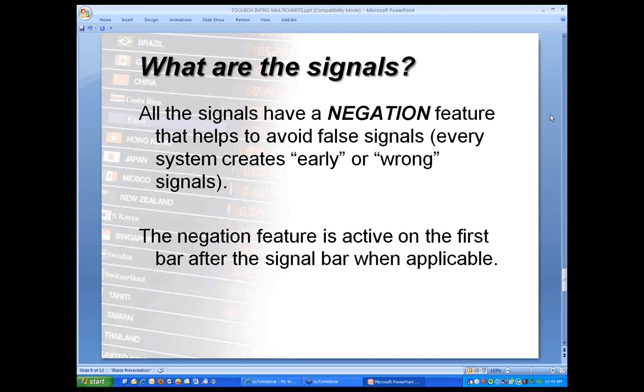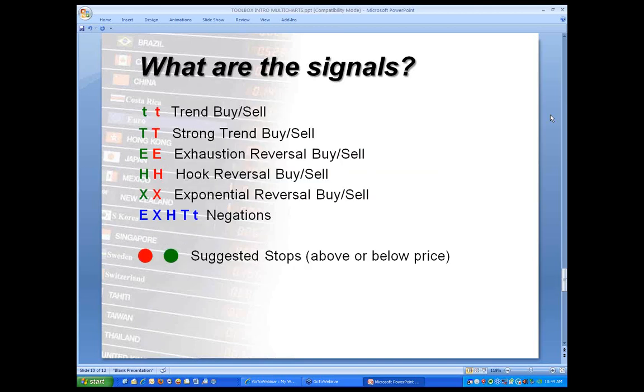It's telling you something. Here are the signals. Green means buy. Red means sell. Blue means negation. So if we look at our trend buy or sell, that's a small t. Our strong trend buy or sell is a capital T. Exhaustion, hook, or exponential are E, H, and X.